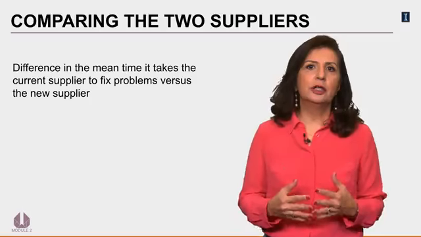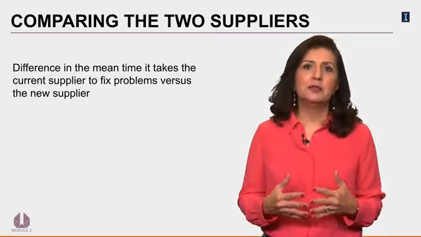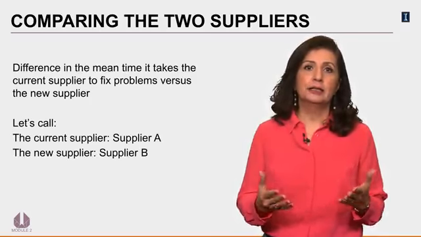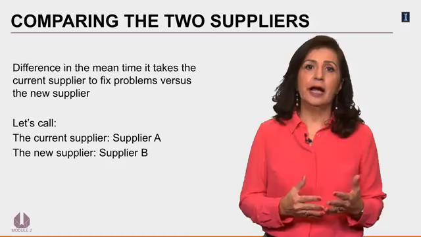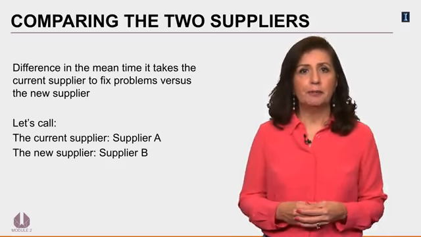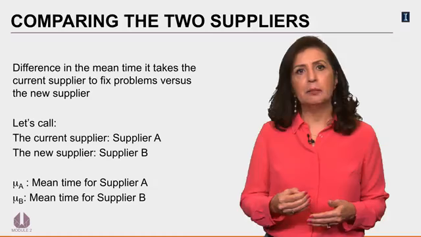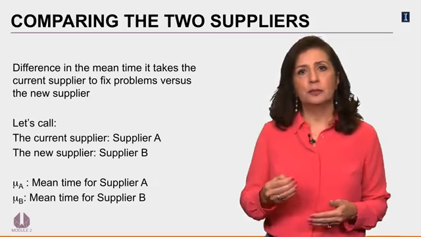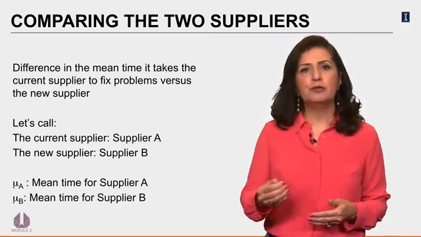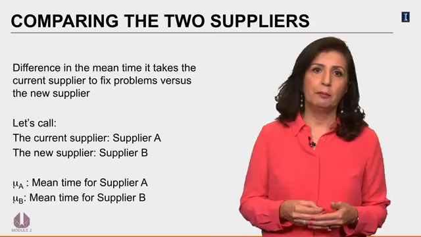Since here we are concerned about the mean time to fix the problem, we can frame the problem as the difference between the two populations. Let's call the current supplier they have supplier A, and the new supplier being considered supplier B. Then mu sub A represents the mean time taken by supplier A to fix the problem, and mu sub B represents the mean time it takes for supplier B to fix the problem.